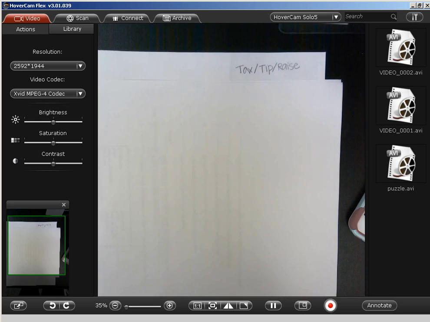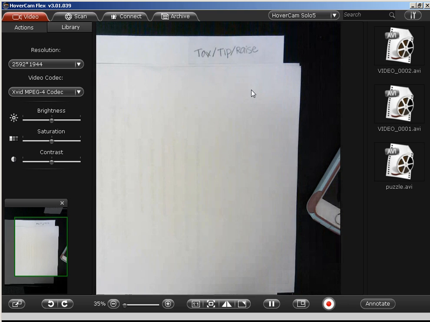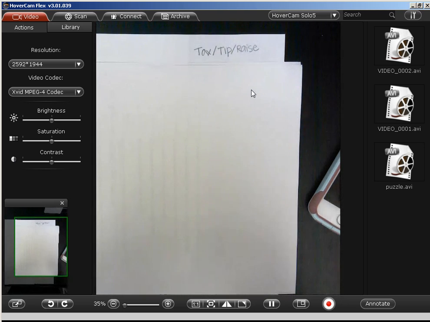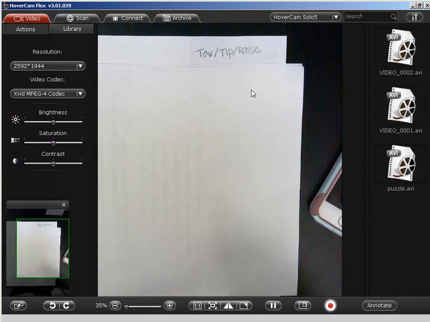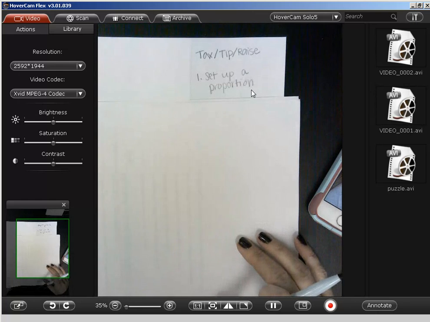Today, we are going to be talking about tax, tip, and raise. The really awesome thing about tax, tip, and raise is that you kind of already know how to do it because it's proportional based on the total amount. So, step one, set up a proportion.